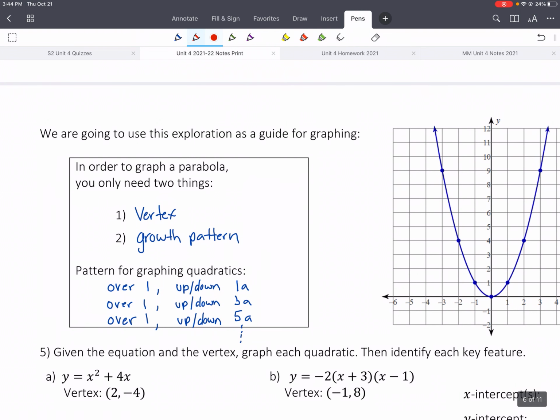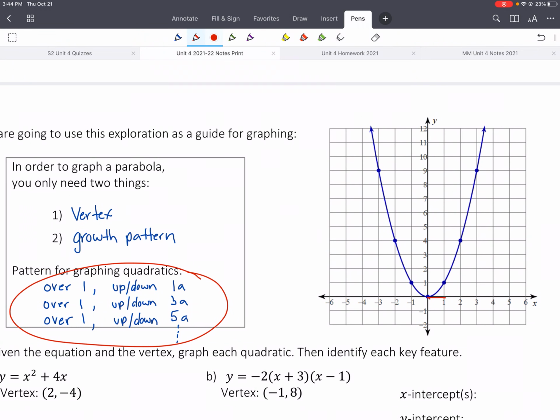In order to graph a parabola, we need to first find our vertex, because that's the point where we start doing our growth pattern, 1, 1, 3, 5. Again, the growth pattern of a quadratic, we always go over 1, and then we go up or down 1 times A, whatever A is. So in this example, we went over 1, up 1. Over 1, up 3. Over 1, up 5. If A was not 1, then we would go over 1, up 1A, over 1, up 3A, over 1, up 5A. And when I say 5A or 3A, we're just saying 5 times what A is, our leading coefficient.